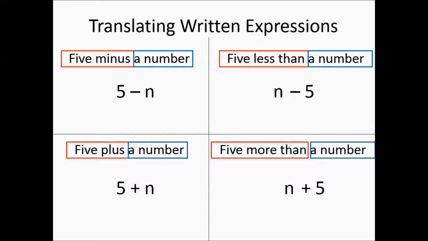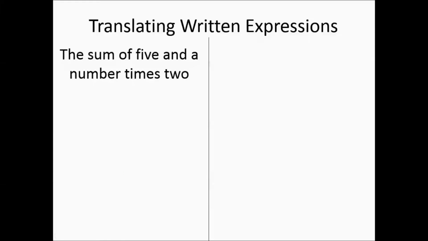Let's go ahead and talk about a few other examples. So here we have the sum of 5 and a number times 2. The sum of means that you're adding, and the two things that you're adding are separated by the word and. So whatever's to the left of the word and is going to go in front of the plus sign. 5 was in front, a number times 2 is afterwards, so I'm going to rewrite that as 2n.